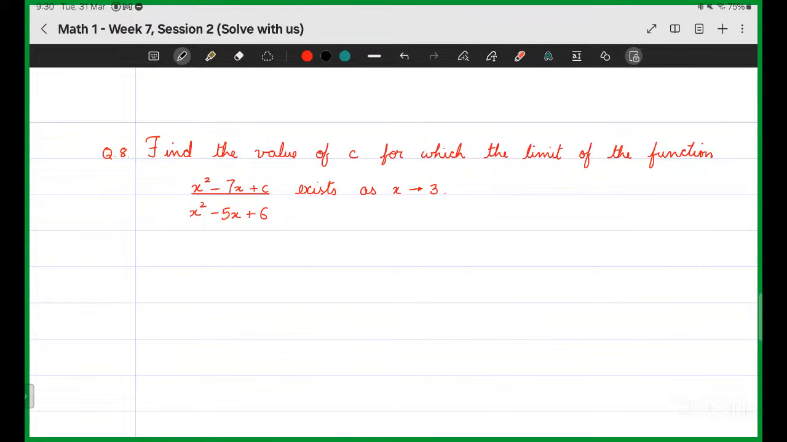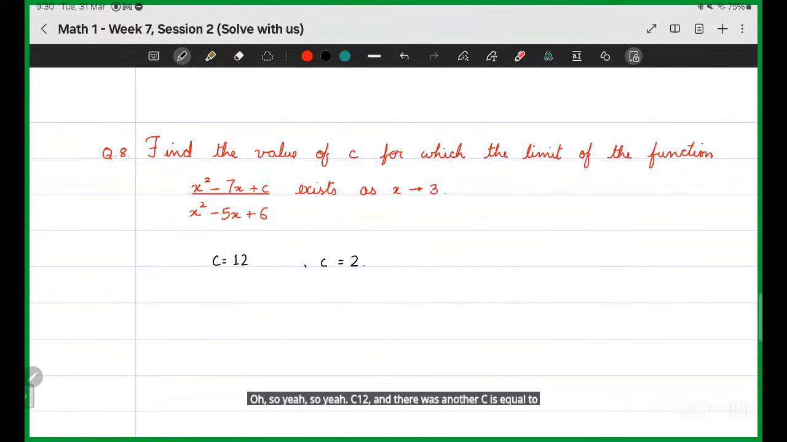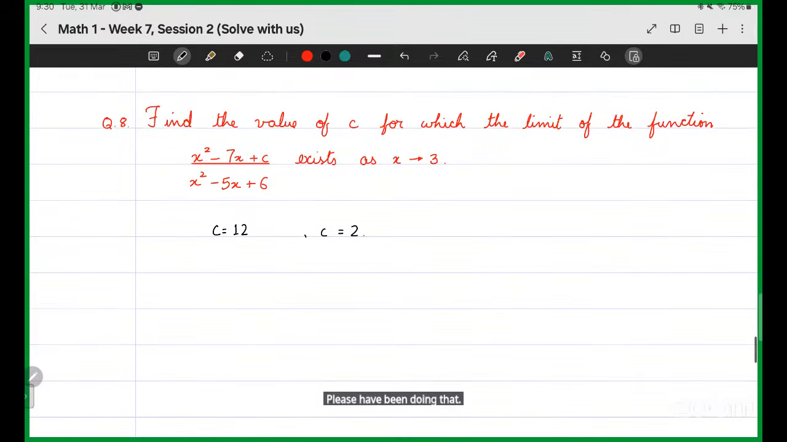Any guesses? x is equal to 2. Sir, x is equal to 2, is it? It's equal to 12. Sir, we need to find the value of c. So c should be 12. C is 12, and there was another, c is equal to 2, is it? Okay, let's see.